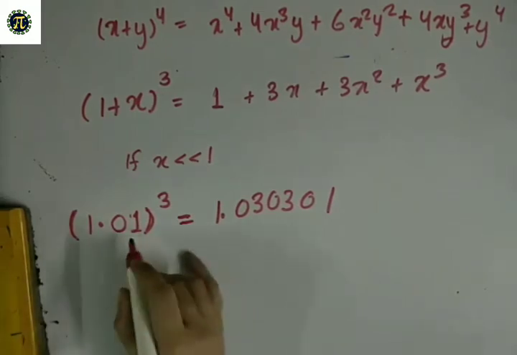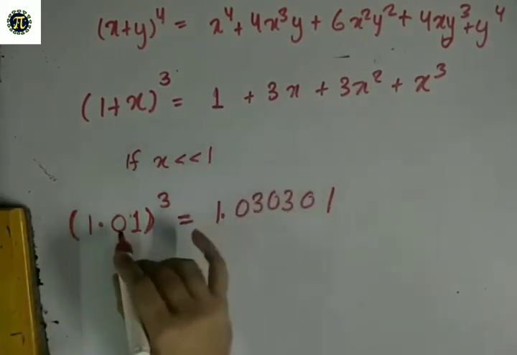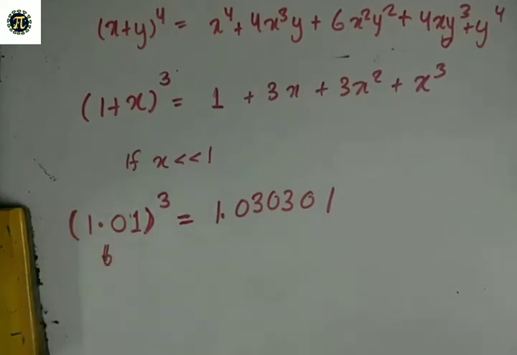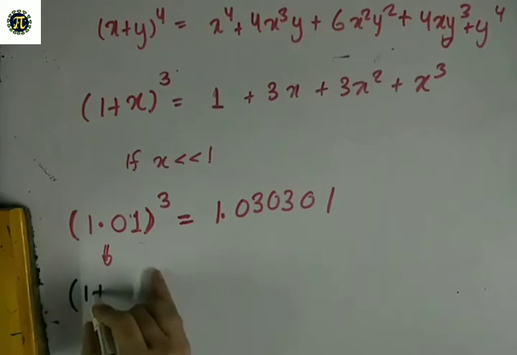I can multiply 1.01 with 1.01 and 1.01 three times, or I can do it this way. I can open this bracket.